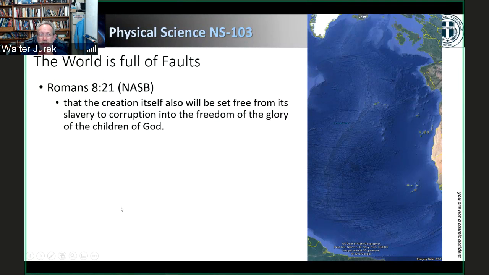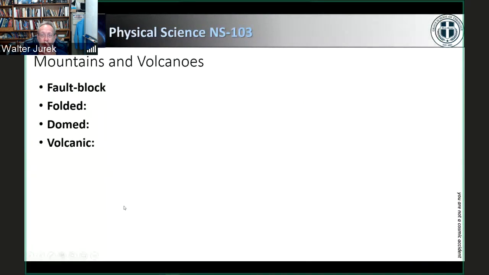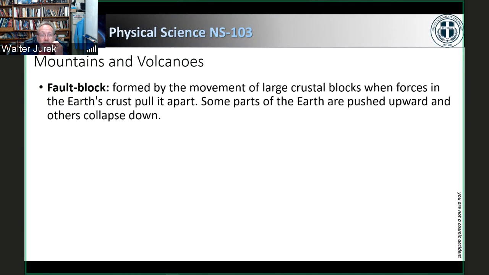Well, guess what? Faults lead to mountains and volcanoes. So there's basically four types. We're going to walk through all four. The first is the fault block. Okay, the fault block mountains, right?